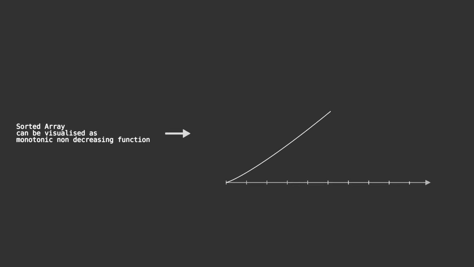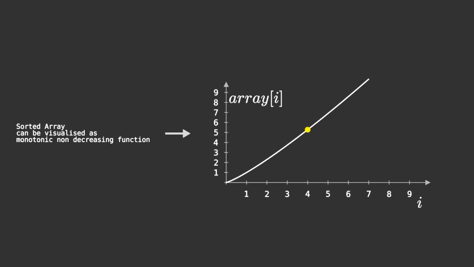Okay guys, now I want you to focus on one more important thing. A sorted array can be visualized as a monotonic non-decreasing function. What does that mean? From any sorted array we can create such a graph. Here the x-axis represents the indices of the array and the y-axis represents the values in the sorted array. And the yellow dot is the searchable value which we want to search using binary search. Obviously the exact graph for an array will be a discrete one, but just for the sake of simplicity we have taken a continuous graph. That means any sorted array can be visualized as a monotonic non-decreasing function.